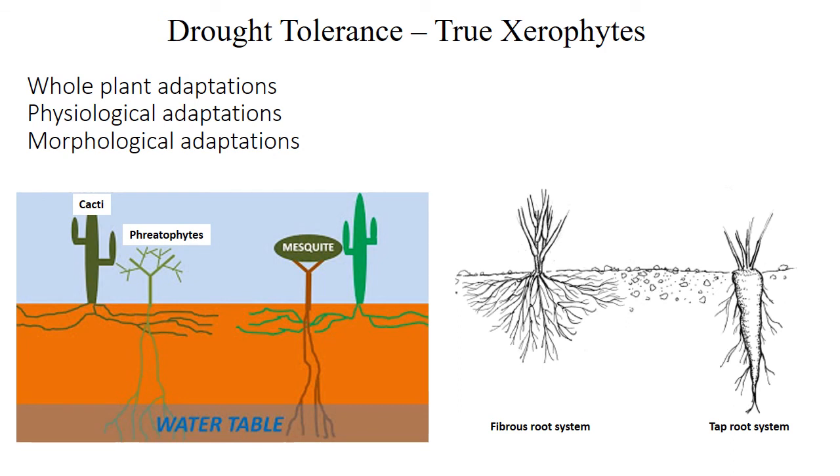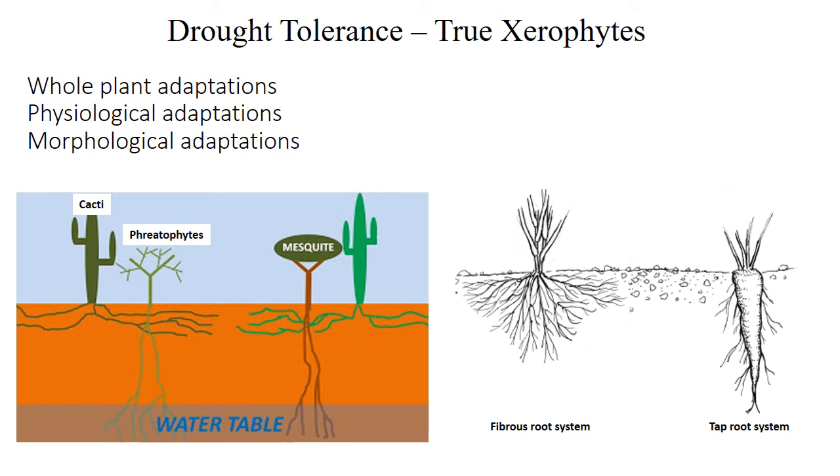The opposite strategy is what we see in phreatophytes. So phreatophytes are plants that have extremely deep roots that make it all the way down into the water table. So these plants might have access to water maybe all year round, despite occurring in extremely dry climates.